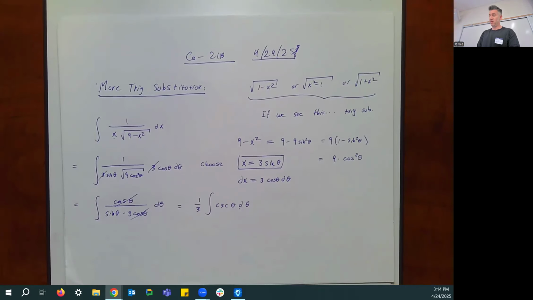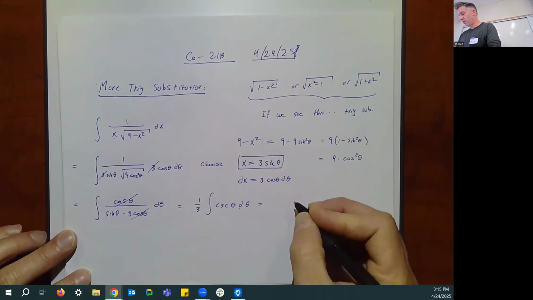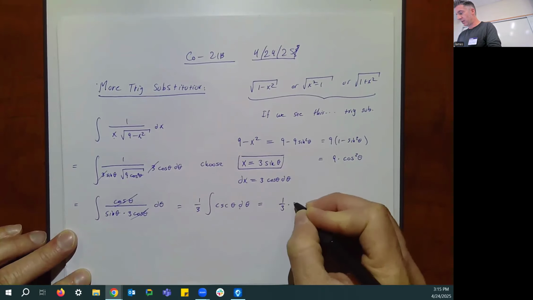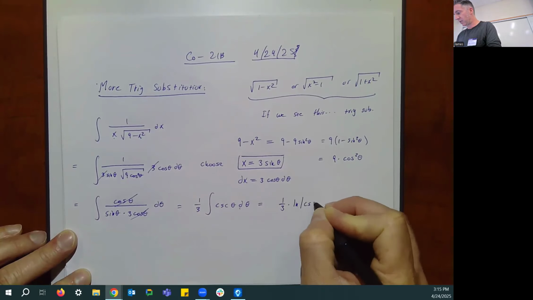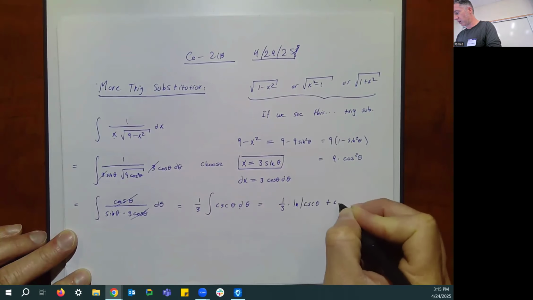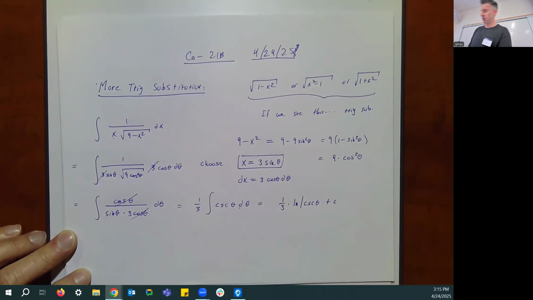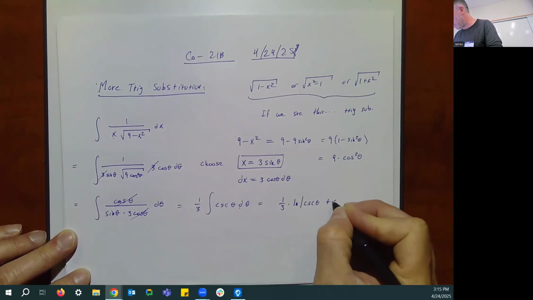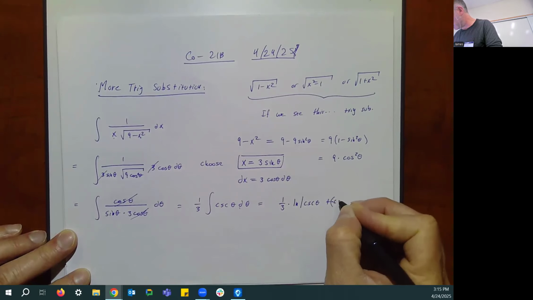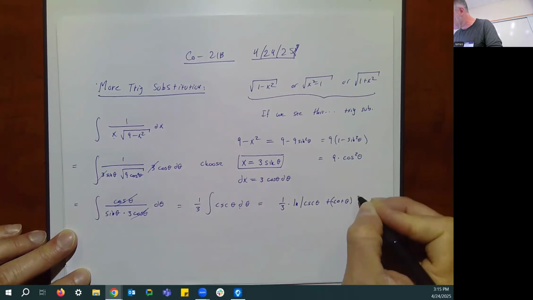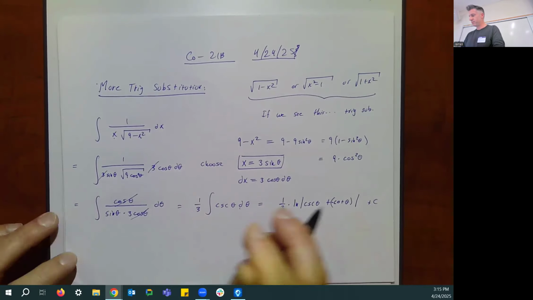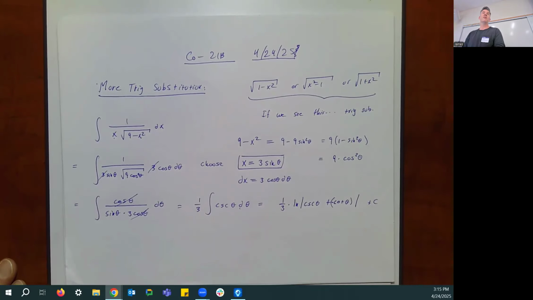And then we have to remember we learned cosecant last time. I should say we learned the integral of cosecant last time. That's going to equal 1/3 times the natural log of the absolute value of cosecant theta plus cotangent theta. Minus, yeah, it's a minus. Sorry about that. Plus negative cotangent theta. Sorry about that. That's terrible. We're not done.